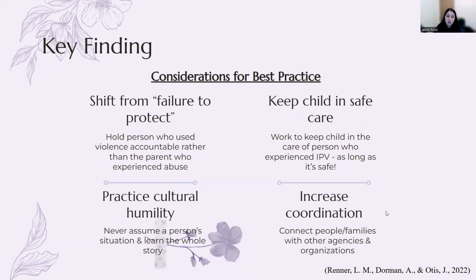Key findings of the considerations for best practices is shifting from the failure to protect, holding the person who used violence accountable rather than the parent who experienced the abuse.